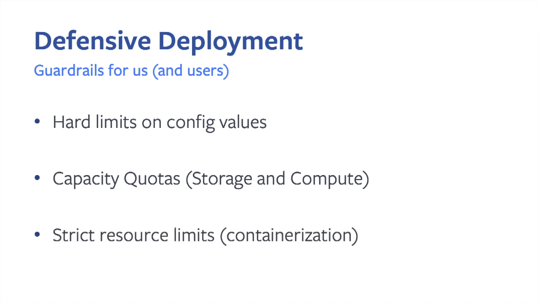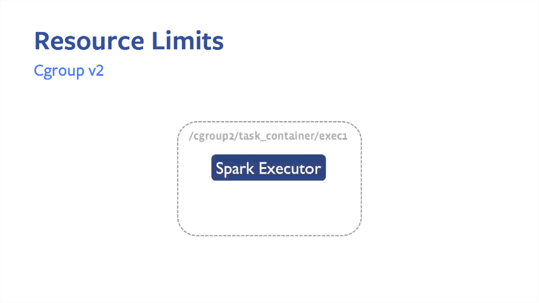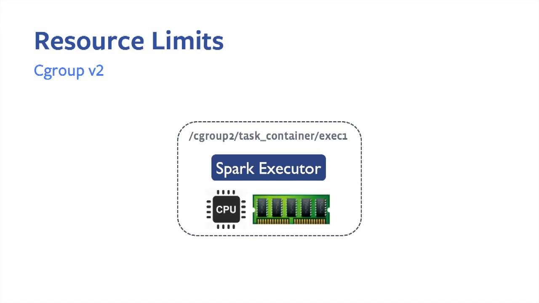And the third is strict resource limits or containerization, to make sure that when we have a single machine running different workloads, they don't step on each other's toes. And I'll talk about the last one, because that's a very interesting use case. So for resource limits, we use cgroups at Facebook. If you think about a Spark executor running on a machine, we put it in a cgroup, and we focus on CPU and memory as the key resources that we control using that cgroup.